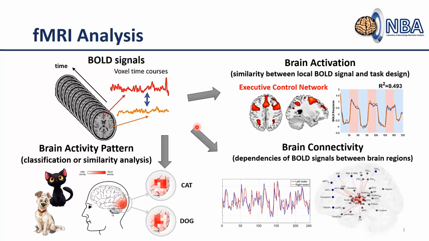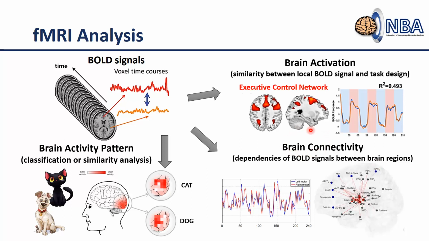And the third category is the brain connectivity. In this situation, we are investigating the dependencies of BOLD signals. Again, the profiles, the time course profiles between brain regions. If there are two brain regions that have highly correlated or highly similar BOLD signals, then we will say these two distinct brain regions may collaborate with each other to fulfill this kind of task.